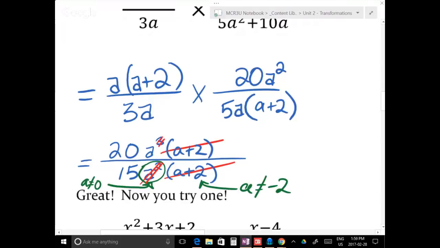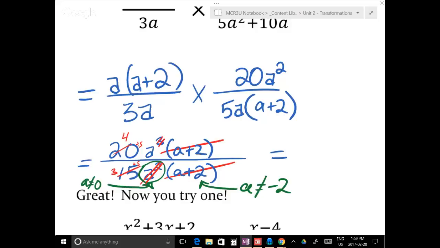And then what about 20 and 15? Can we simplify that? Yeah, we could divide them both by 5, right? So we could leave 4 there by dividing by 5. Good job. That's the least important part. Like if you left it as 20 over 15, I'd give you all the marks.